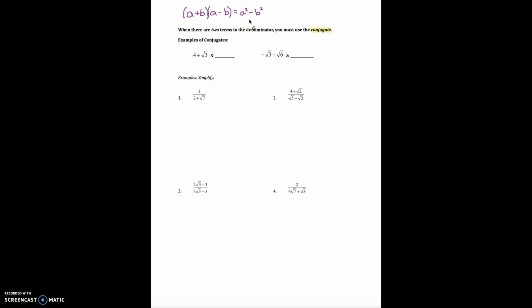So a conjugate: if we have 4 plus root 3, the conjugate of that will be 4 minus root 3. And if I were to do that out, I would get 16 minus 3, or 13.